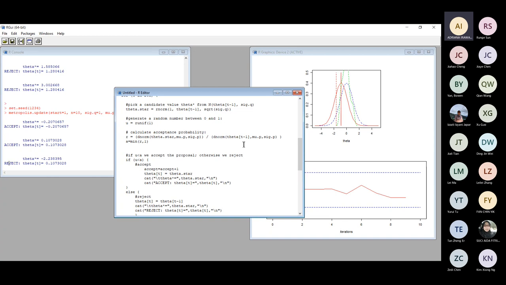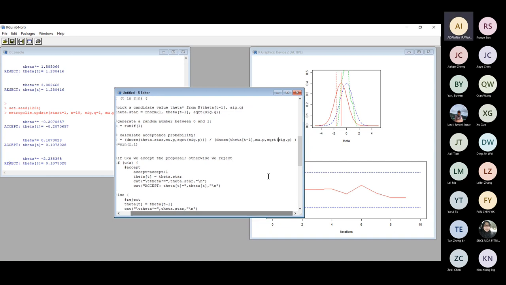Okay, if you want, you can change the address. If you're changing the function, remember to put the square root here. I think this should be square root, because it's a linear function in R, and it is a deviation. So don't forget to change this to a square root.